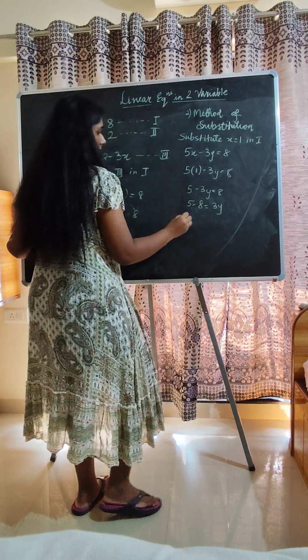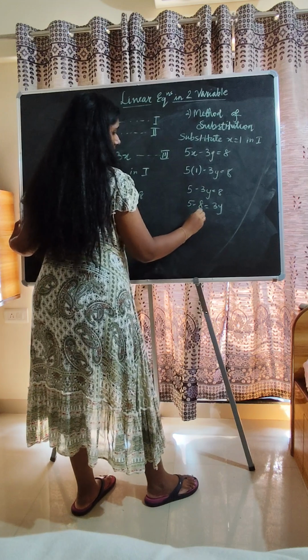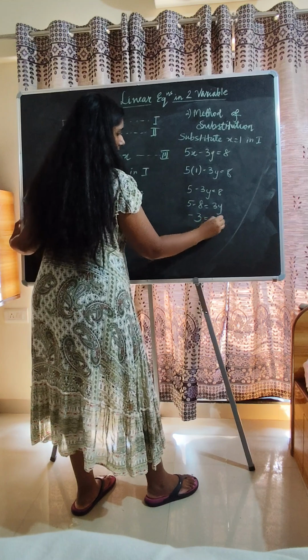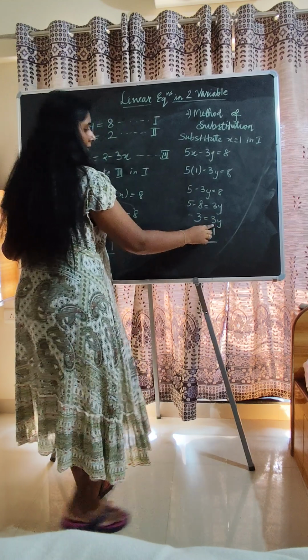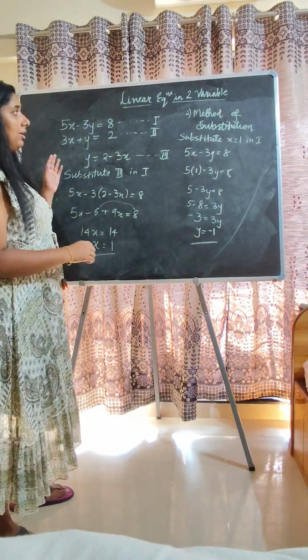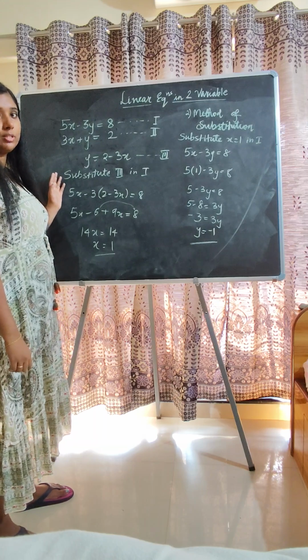8 minus 5, 3. So minus 3 is 3y. So y is minus 1. 3 divided by 3, so y is minus 1. This is the method of substitution. I want you to please note this down.